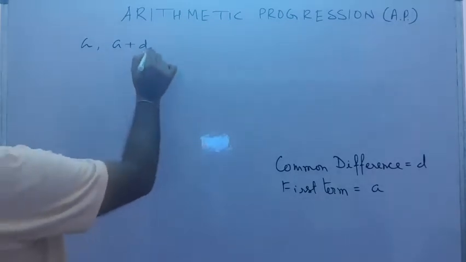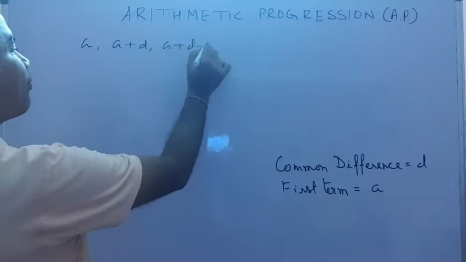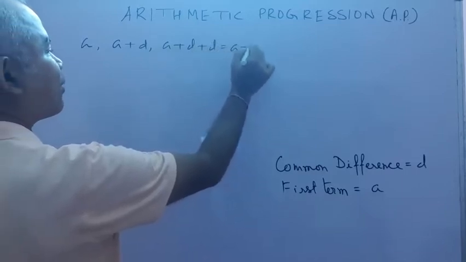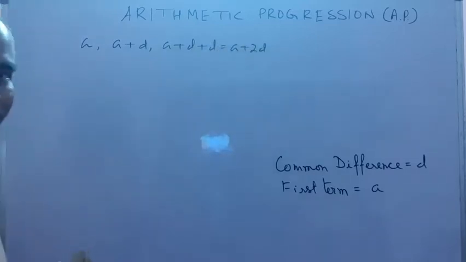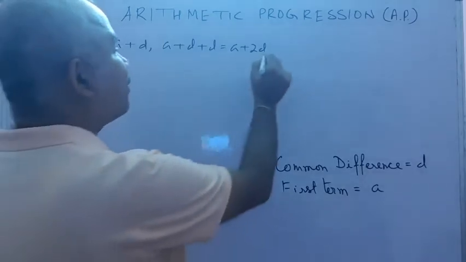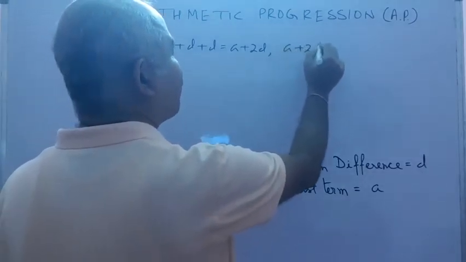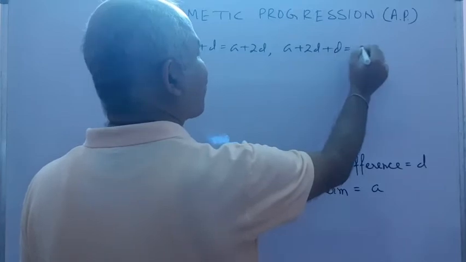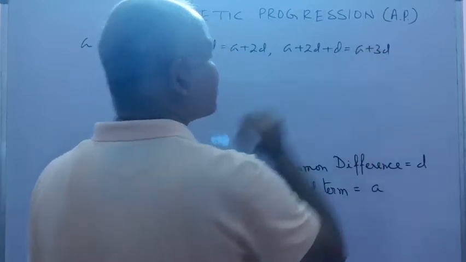What will be the third term? With the second term I have to add the common difference again. That means it will be a plus 2d. What will be the fourth term? It is our third term, with this again I have to add the common difference, so my answer will be a plus 3d.